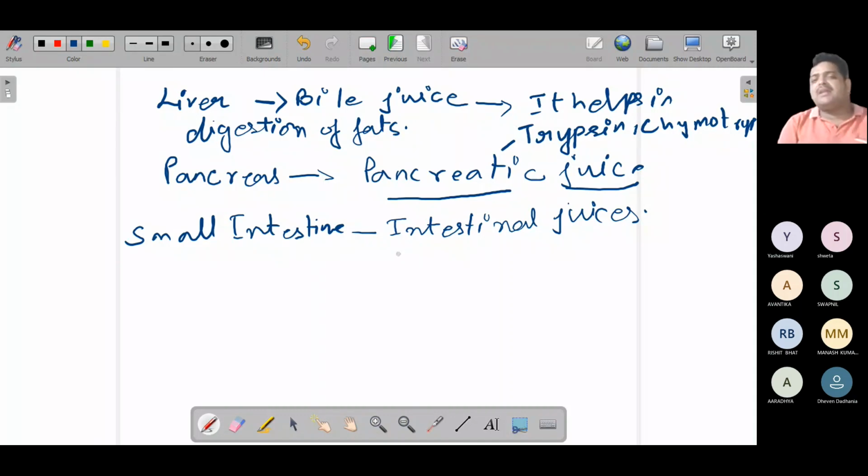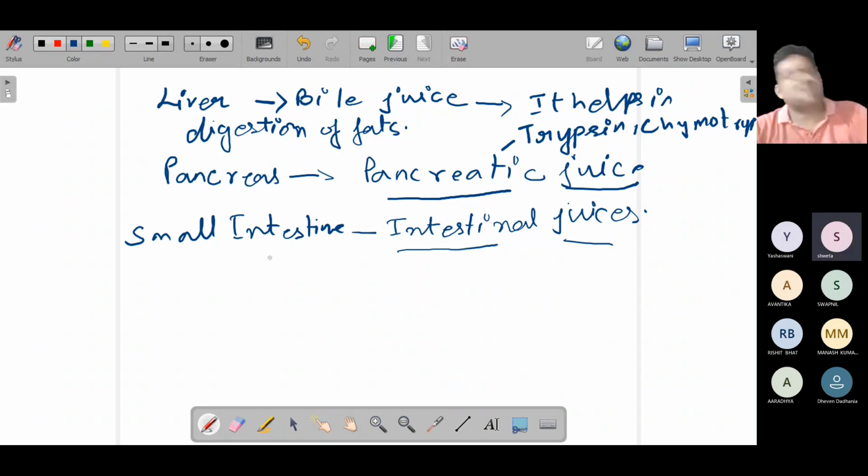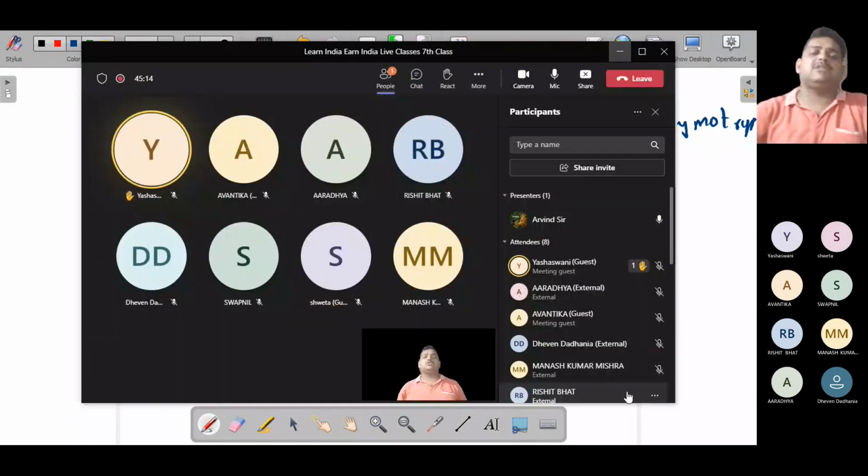In the similar way, intestinal juices also contain a number of enzymes, so that those enzymes help in the digestion of different components of food in the small intestine. Okay, is this clear? Liver, pancreas, small intestine. So my next question is, what do we call those juices which are secreted by our stomach?